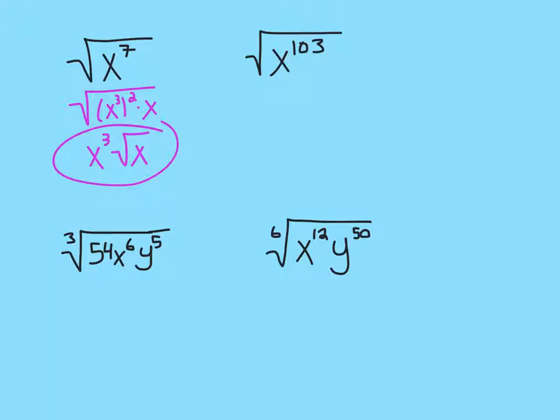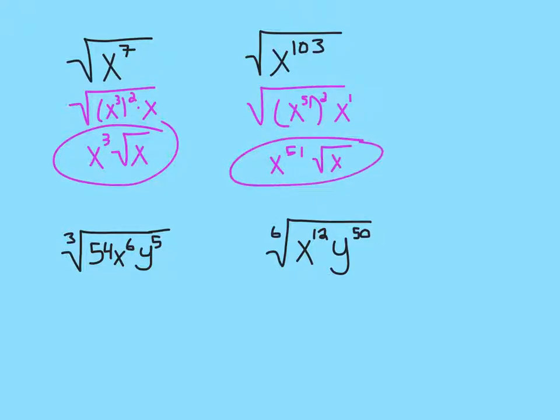When I see the square root of x to the 103rd, I need to use the same process. So I need to say, what is the biggest square inside of my radicand? And that would be x to the 51st. But I would still have another x left over, because 51 times 2 is 102, which means that I still need one more x to get to 103. So my answer when I simplify this is x to the 51st root x. Again, you're really dividing your exponent in the radicand by the index.